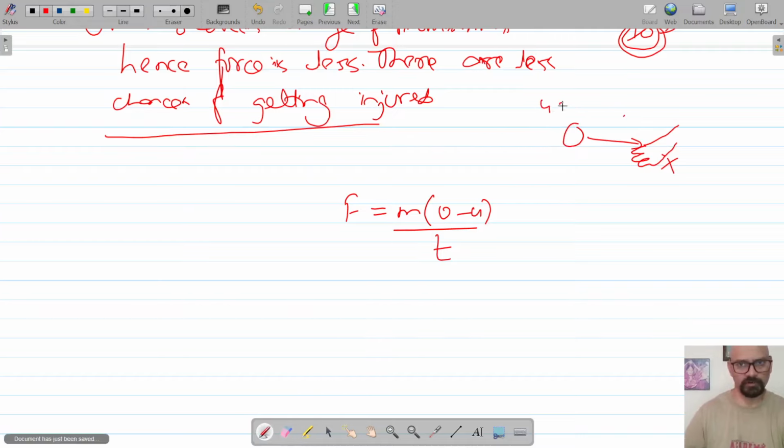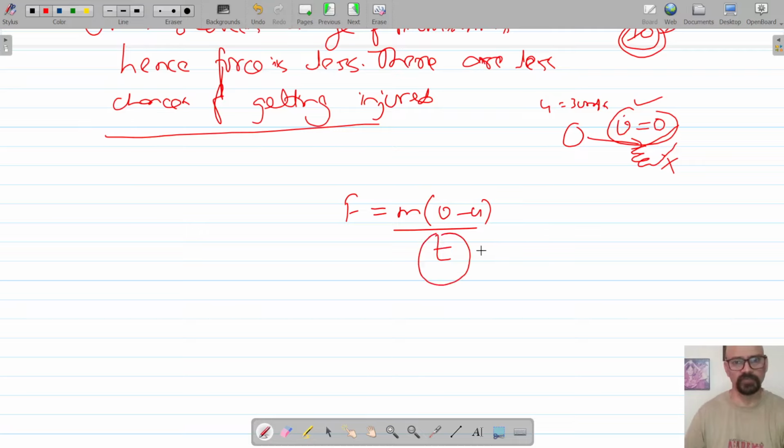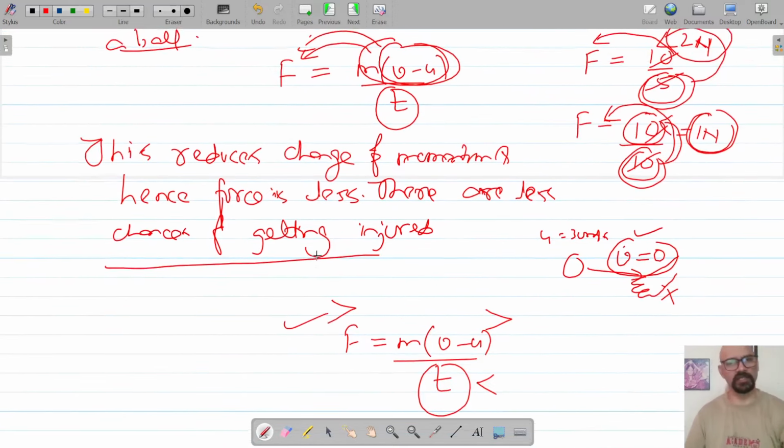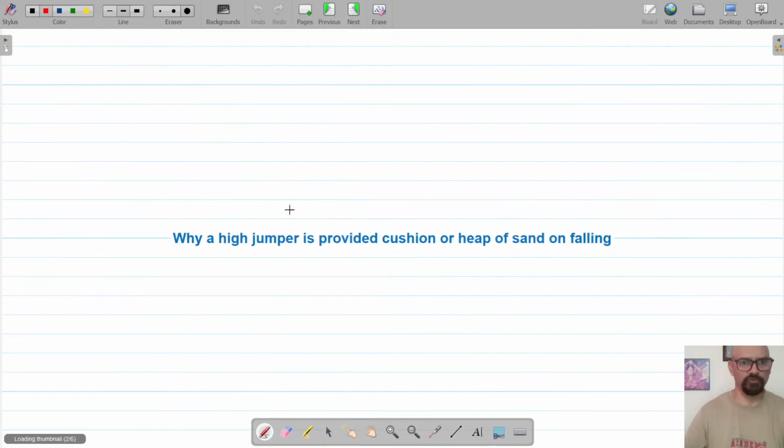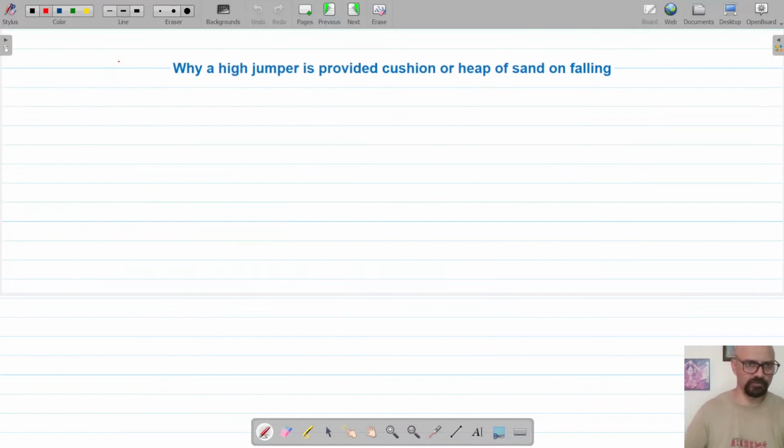The ball is coming at a speed of 30 meters per second. So by catching the ball and not pulling the hand backwards, he's reducing the velocity of the ball to zero in a very short time. So this time is short, which increases the change in momentum and hence increases the force, and he may get his hands injured. So that's why a fielder pulls his hands backwards while fielding the ball, to increase the time while catching the ball, which reduces the change of momentum and hence the force is less and there are fewer chances of getting injured. Let's move on to the next application of Newton's second law of motion.